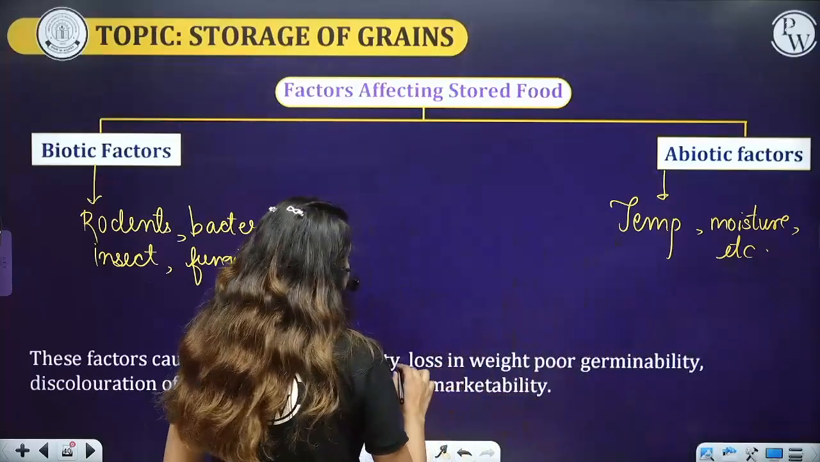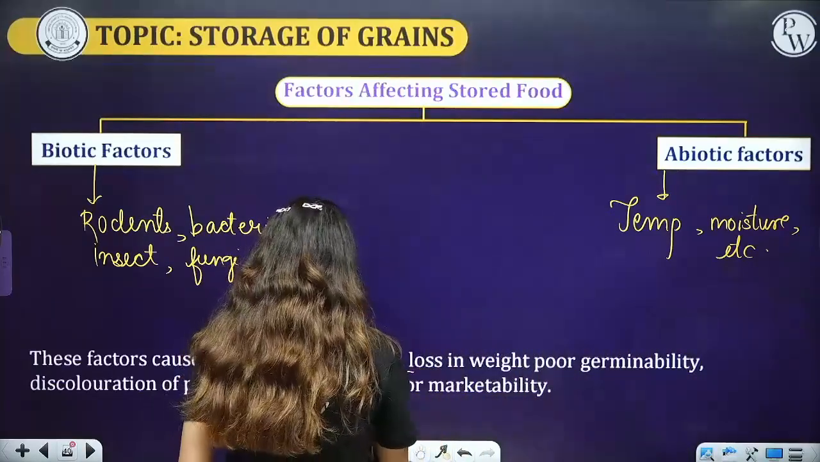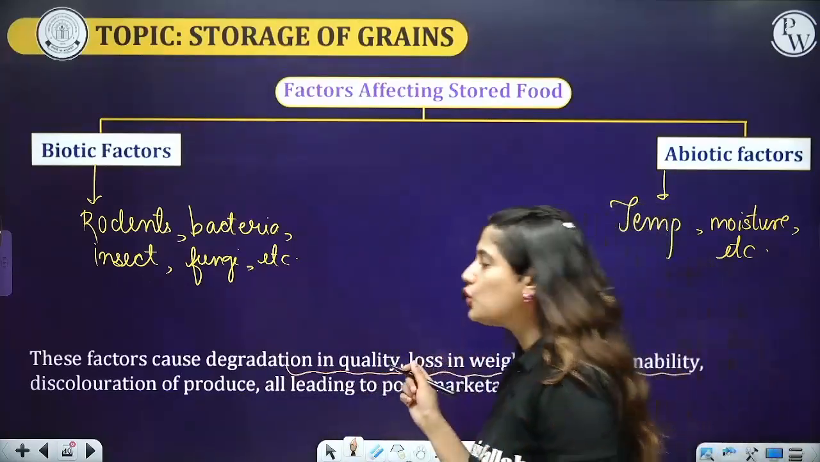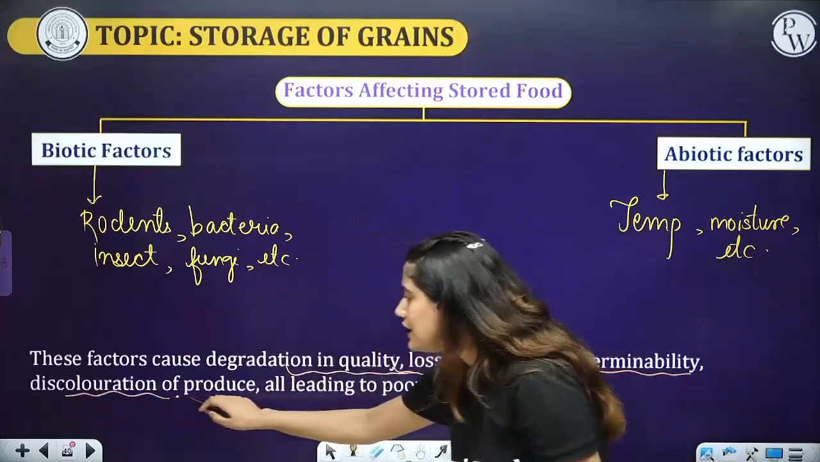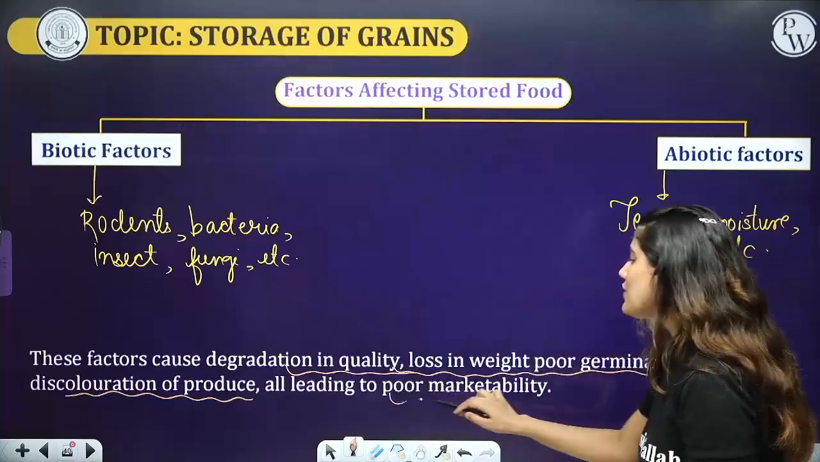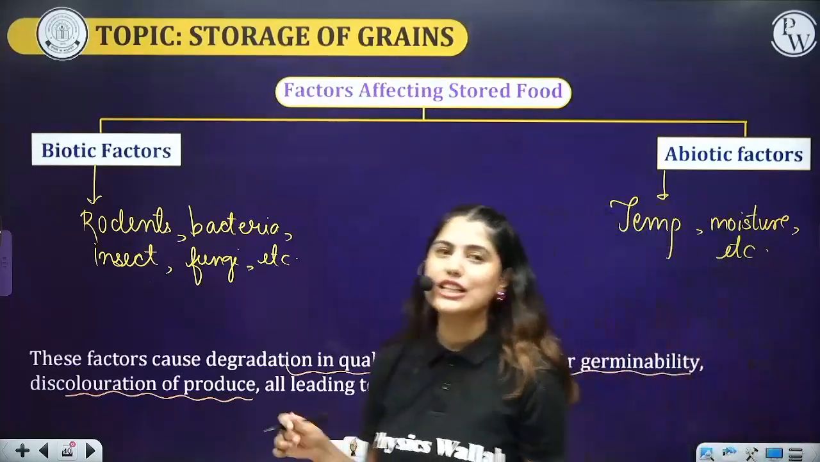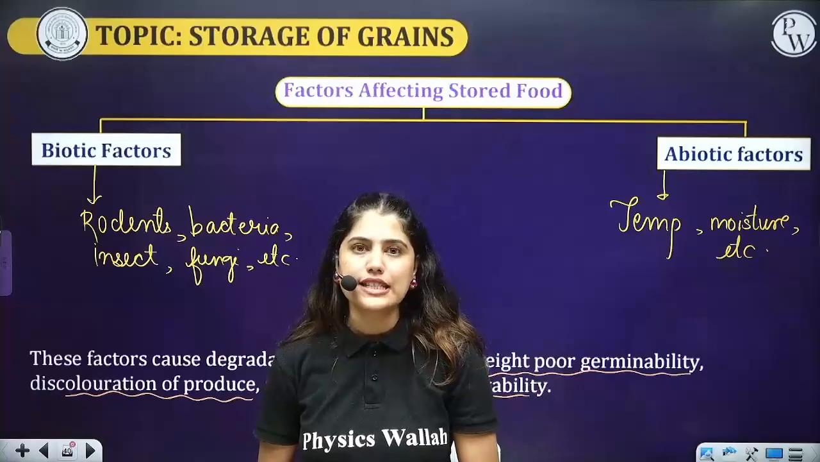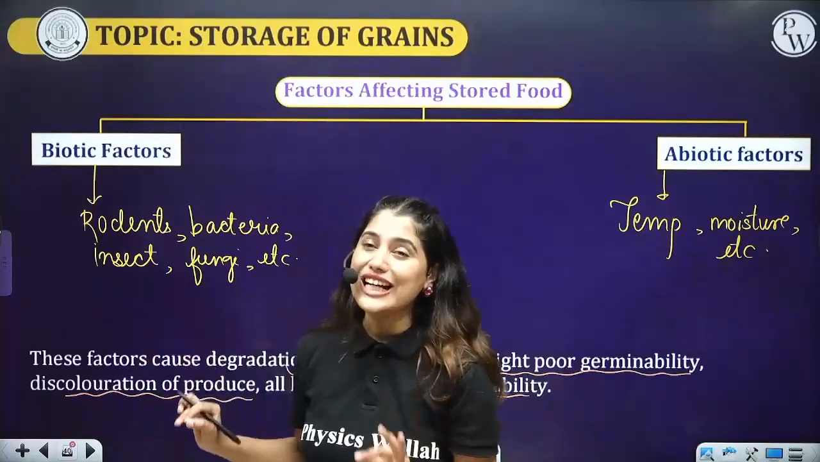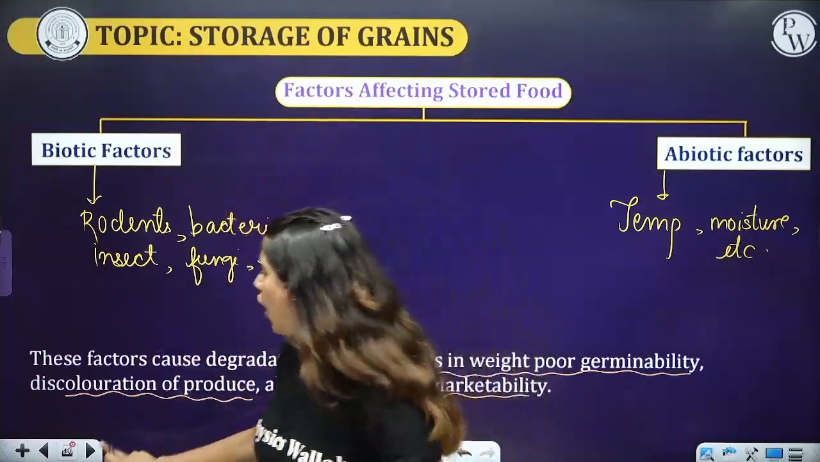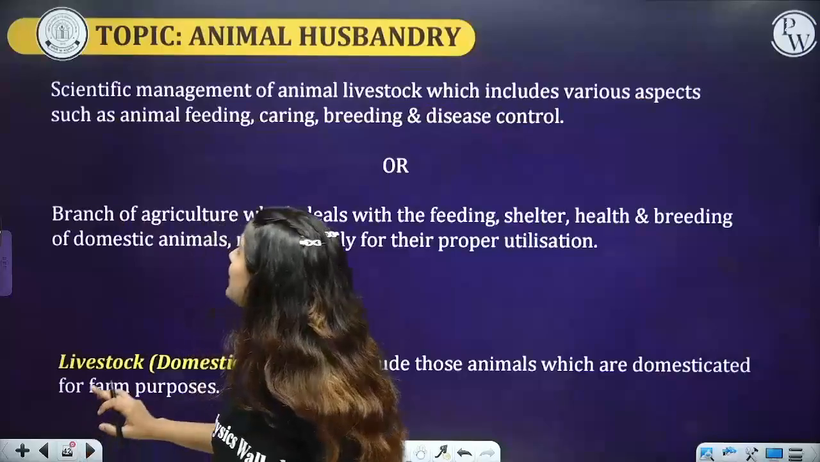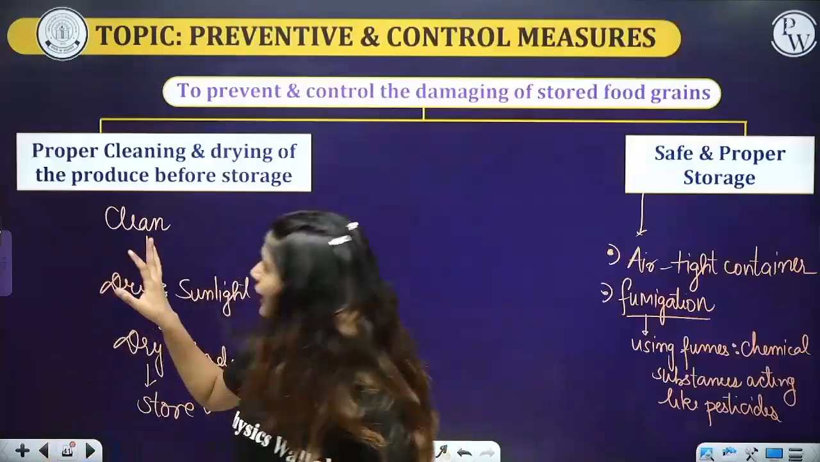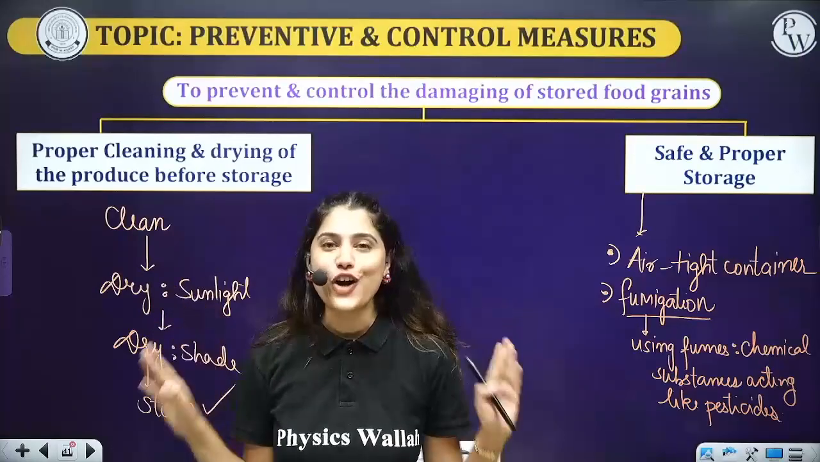So basically it will lead to a decrease in quality, loss in weight, and poor germinability, they won't be able to germinate, the color is going to fade, and all this will lead to poor marketability. You are not going to sell these because they are damaged and unfit for human consumption. So yes, we require proper storage of the grains. That was all about the crop part.